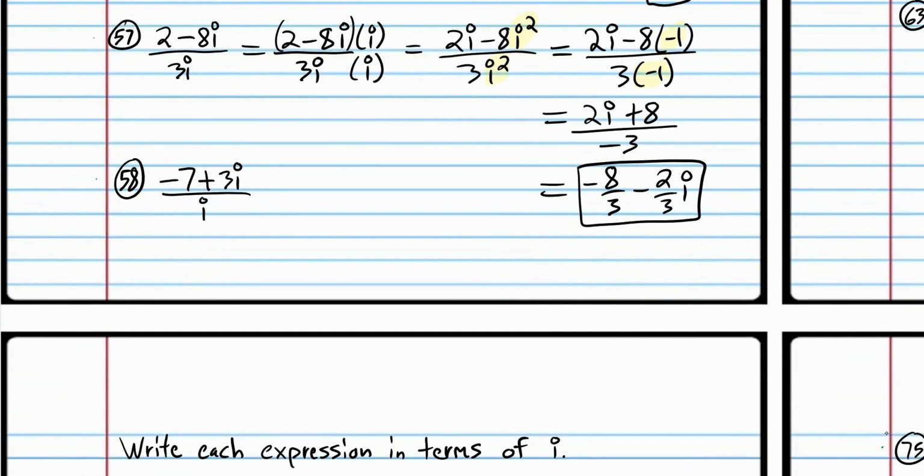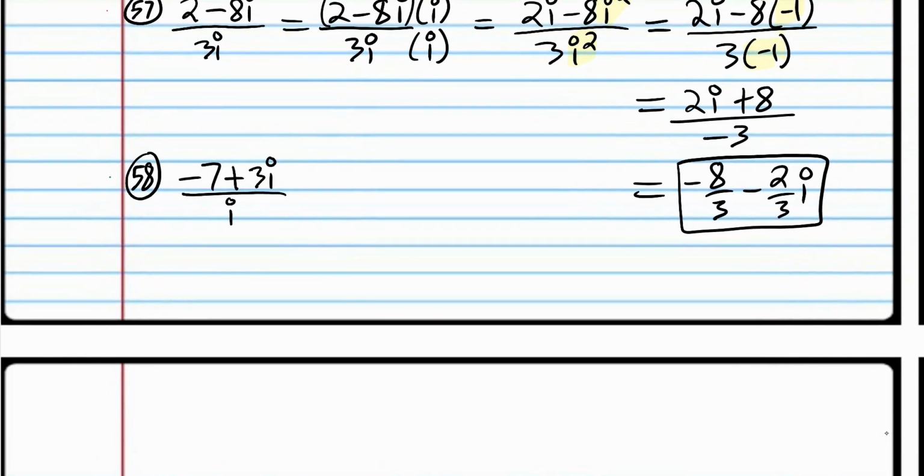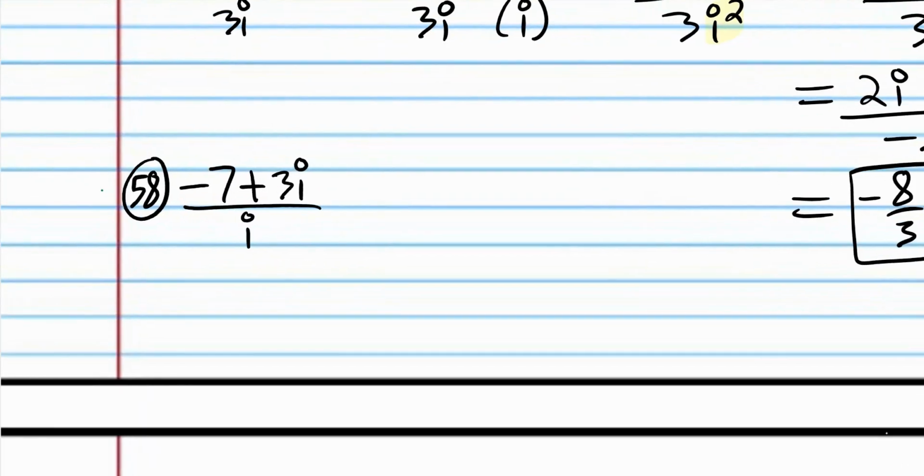Okay, so now it's time for you to try number 58. Same thing, you're just going to multiply the bottom by i. So attempt number 58, and when you come back, we'll do it together. All right, we're back. So I'm going to rewrite and multiply both sides of the fraction by i.